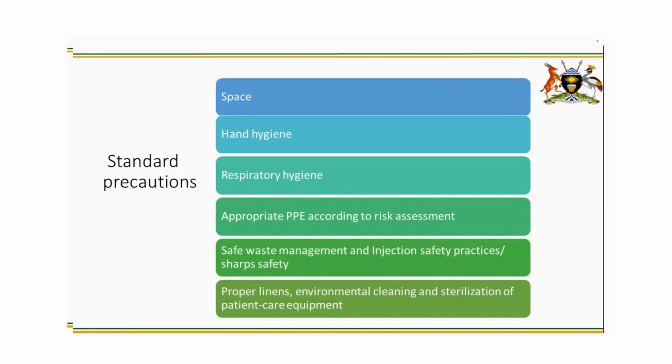So just to highlight the standard precautions, we have to manage our space, including the floors and the walls of your facility, making sure that you use the job aid to make sure your surfaces are clean. And the same with hand hygiene and respiratory hygiene, appropriate PPE following your risk assessment, safe waste management, waste segregation and management, injection safety practices, including the management of sharps, management of linen and the environment, and sterilization of equipment. So this is what has to continue both without the outbreak of Ebola and with the outbreak of Ebola. It is something that should remain constant and be assessed all the time to see that the practices are actually going on.